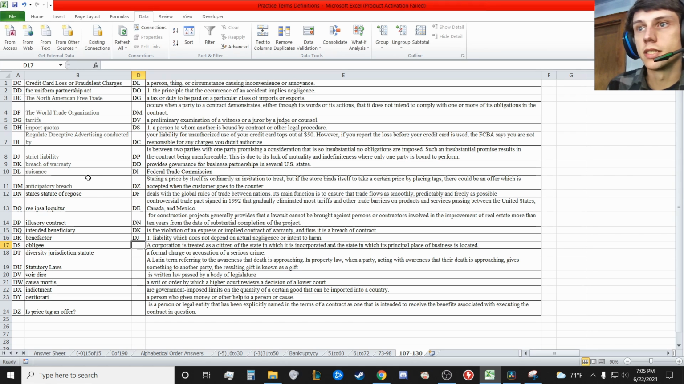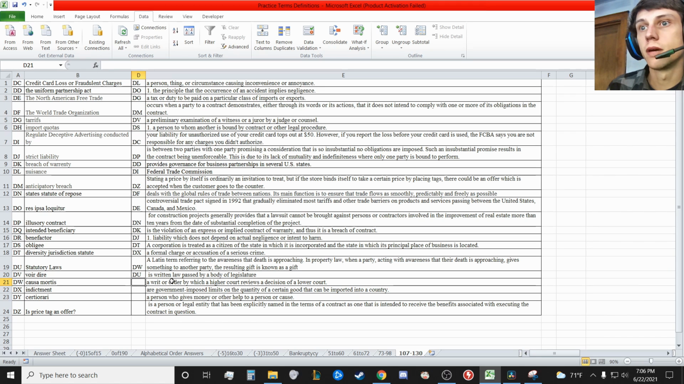A corporation is treated as a citizen of the state in which it is incorporated and the state in which the principal place of business is located. And so this is the diversity jurisdiction statute. A formal charge or accusation is an indictment. So that's DX. A Latin term referring to awareness that death is approaching is causa mortis. DW. In property law, a gift made with awareness that one's death is approaching is known as a gift causa mortis. Written law passed by a body of legislature is statutory law.